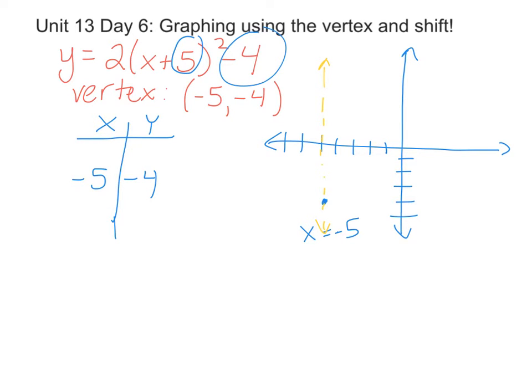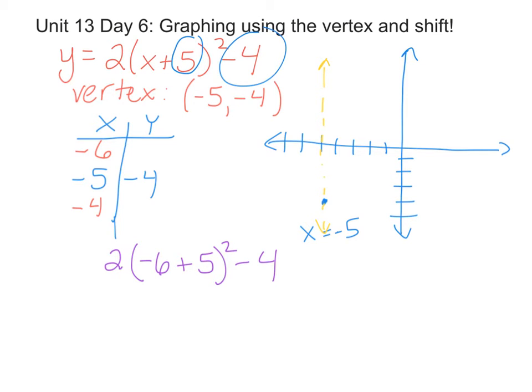So we're going to use our vertex, and we're going to pick a point to the left and a point to the right, so a point lower, a point higher. The easiest ones to pick are the ones right next to it. So I would go with negative 6 and negative 4. Directly around that, and we're going to plug one of those back into the equation. So we're going to take one of those, put it back up here, 2 times negative 6 plus 5 squared minus 4.